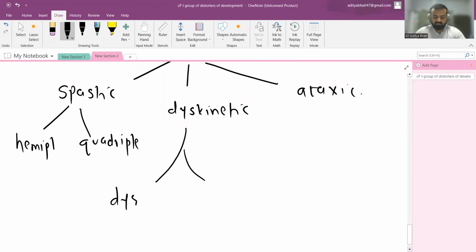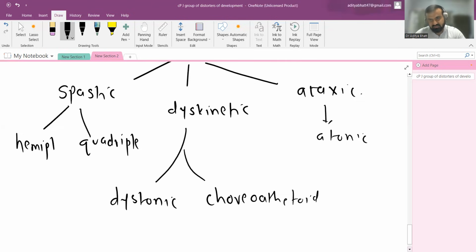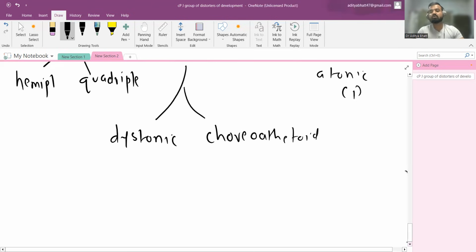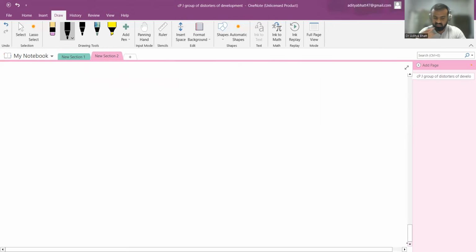Then there might be dystonic CP. There might be choreoathetoid CP, and obviously ataxic CP. Ataxic CP is atonic CP. Now, as you know, all these names you know very well. Now we will get into what is the pathology behind the issue and what is the issue over here. So very important. This table that I'm making, please copy it. It will be very, very useful for you.